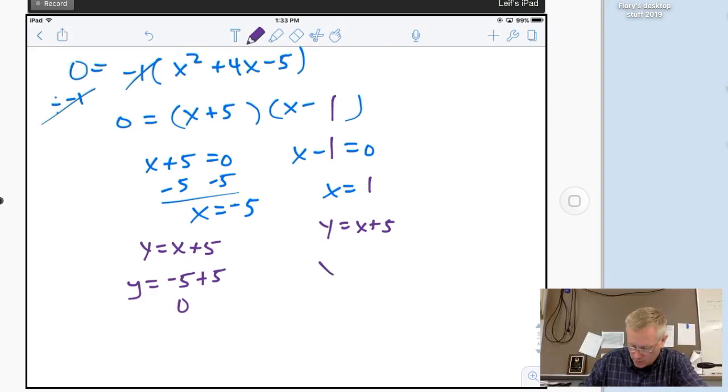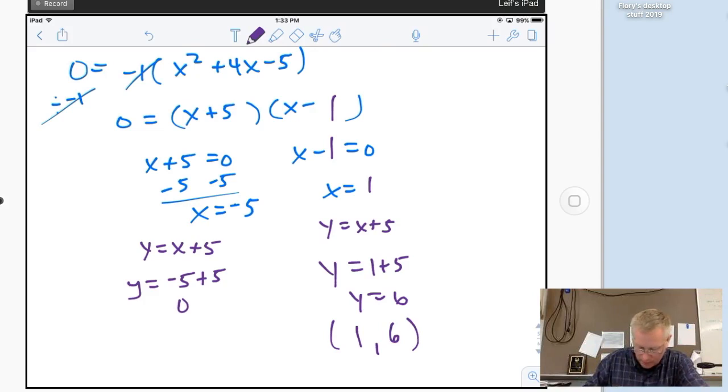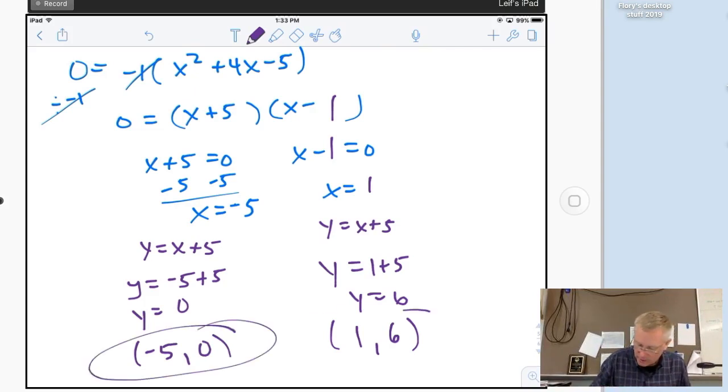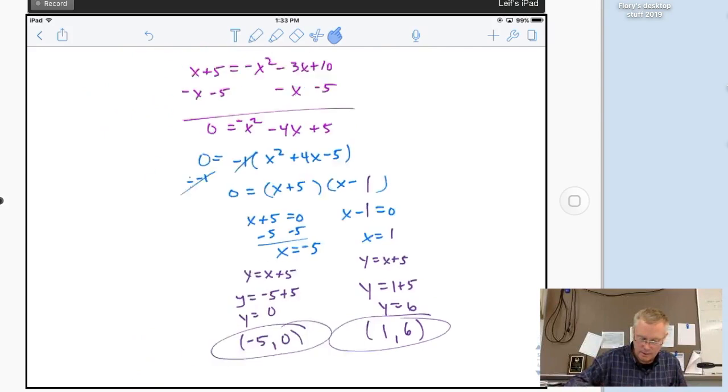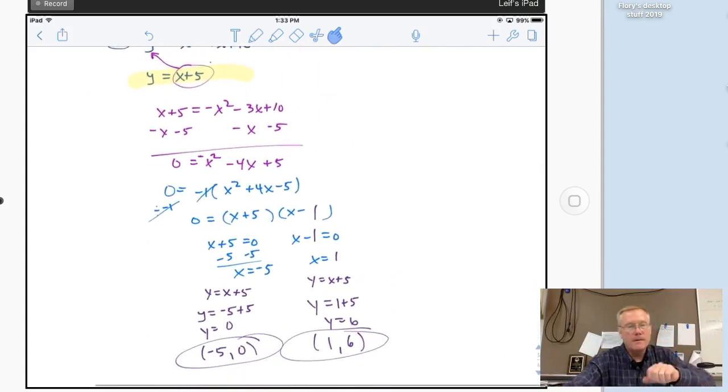So x is 1, so y equals 1 plus 5, which is 6. So x is 1, y is 6. If I plug in negative 5 for x, I get y is 0, so that's negative 5, 0. And those are my two answers. Okay, and that was the last problem I was doing here. I'm going to close it out.